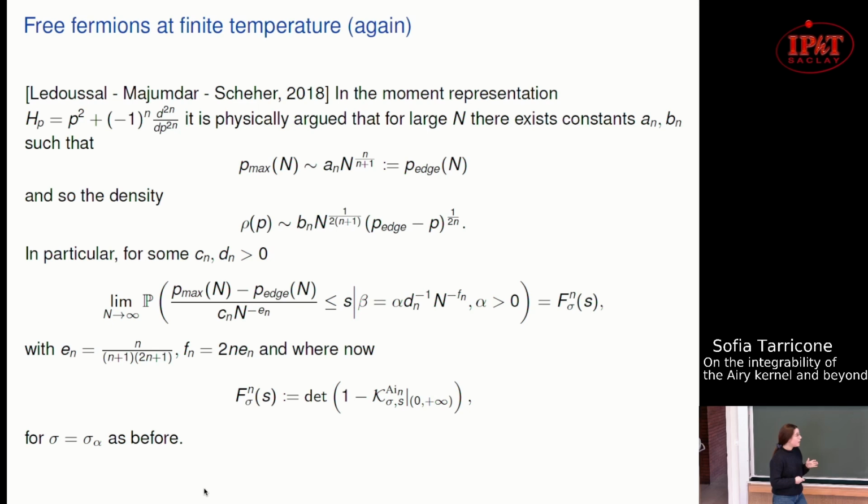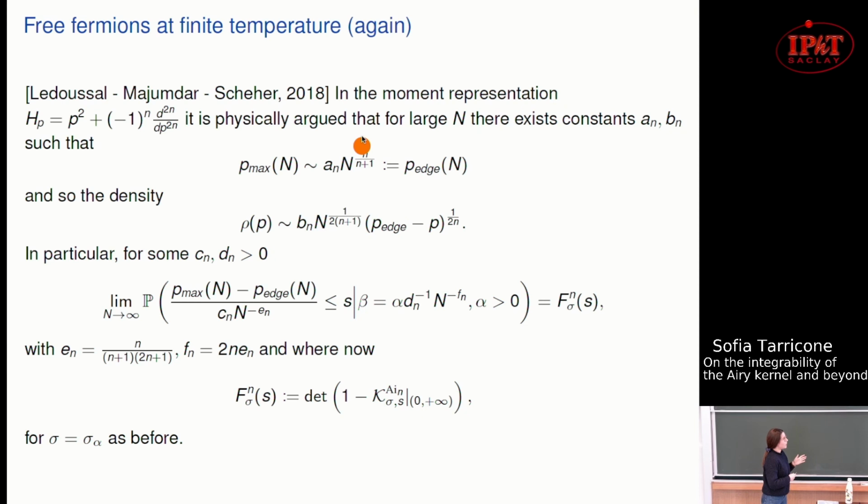and the largest momentum is described by this n-dependent formula, so that the density of the moment is described in this way, and it is zero near the edge, not as the square root of N, but as something that depends on little n, so 1 over 2n. And in particular, with this in mind, they were able to prove that there is some constant depending again on the little n that describes the limiting behavior of the largest moment of the system. And this time, this depends on little n.